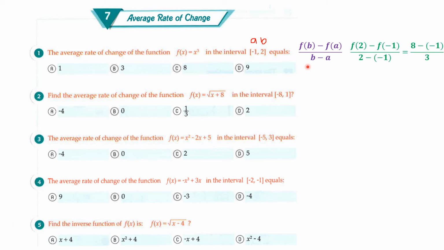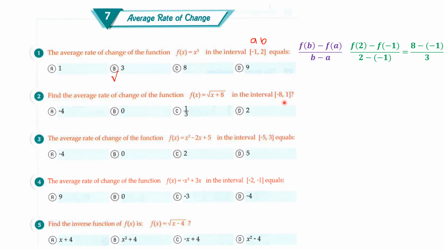The second thing, you will have to get f of 2, because our b here is 2. f of 2 minus f of -1 divided by b minus a, so 2 minus minus 1. What is f of 2? 2 to the power of 3. So here is the 8 minus f of -1. Substitute -1 here, you will get -1 to the power of 3 will remain as -1, divided by 3. So your answer will be 9 divided by 3, which is 3.